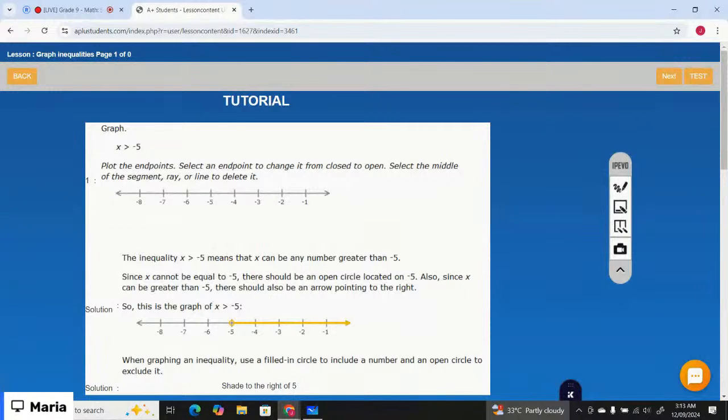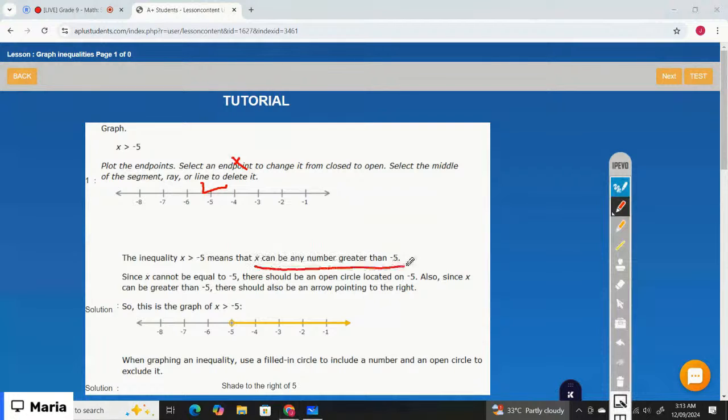Now we have to plot the graph. When we plot the graph, we have to keep two things in mind. x is greater than negative 5. That means negative 5 is not the solution. The inequality x is greater than negative 5 means x can be any number that is greater than negative 5, right?